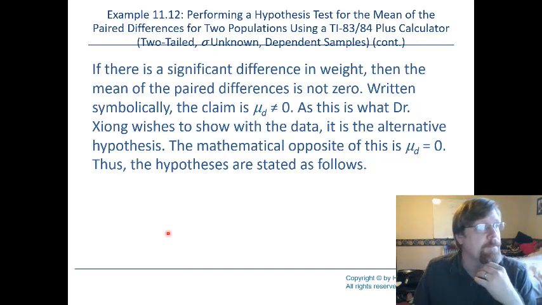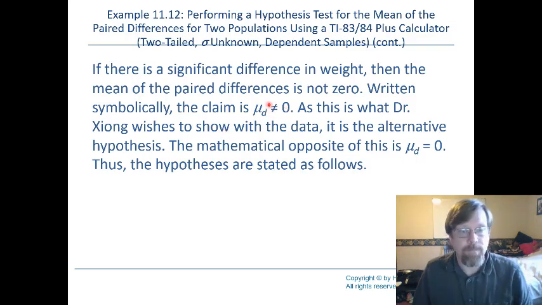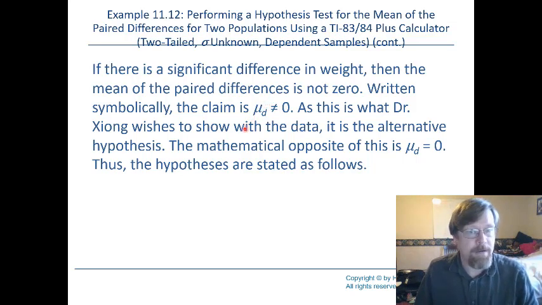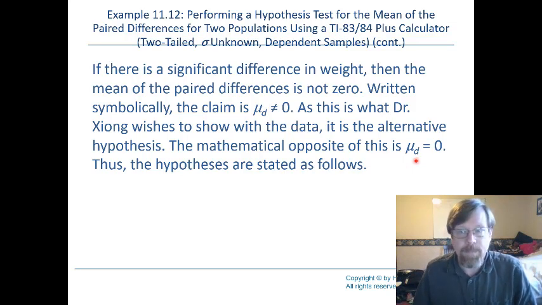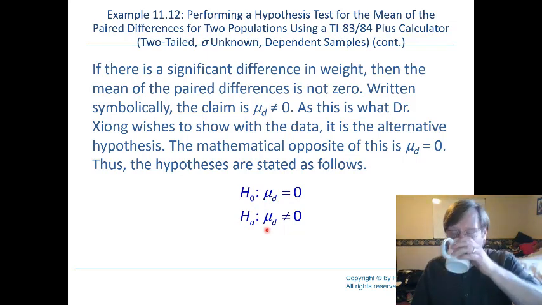If there is a significant difference, then the mean difference is not 0. So symbolically, that would be the mean difference is not equal to 0. So that is our research or alternative hypothesis. The mathematical opposite is that there is no difference. Doesn't matter who raises the twin. The adult weight is going to be the same for the pair. So that's our null hypothesis. We can state this as the null hypothesis is the mean difference is 0. Research or alternative hypothesis is that the mean difference is not 0. Okay.